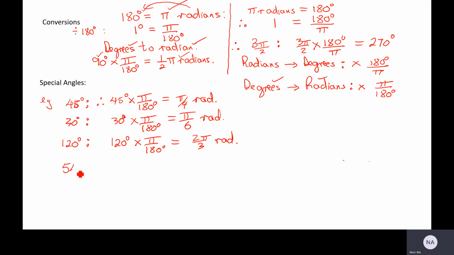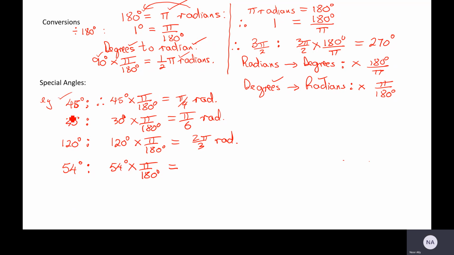But what if it's not a special angle? 54 degrees. You're still going to do the same. 54 times pi divided by 180. But now you will use your calculator, because that can't simplify to a very nice fraction. It may be a bit complicated.